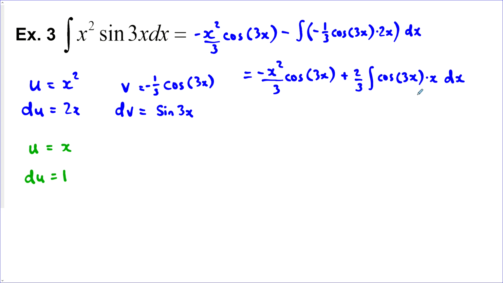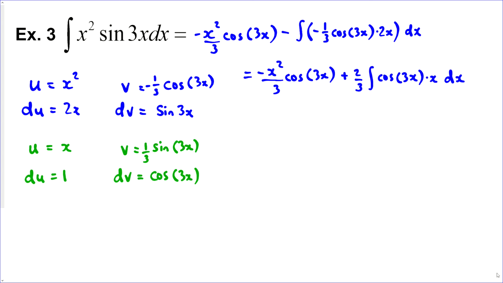And this one will be my dv. That's cos 3x. And when I take the antiderivative of that, then I get sine 3x. And I'll use a 1/3 in front here. I know this 3 is coming out. I need to cancel it out because it doesn't show up here.